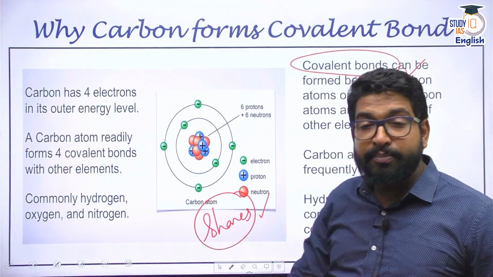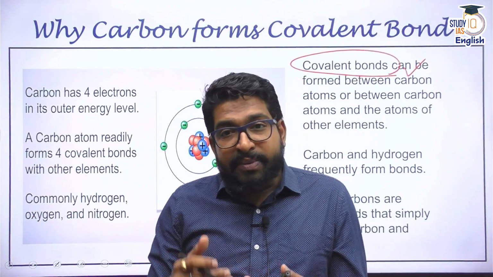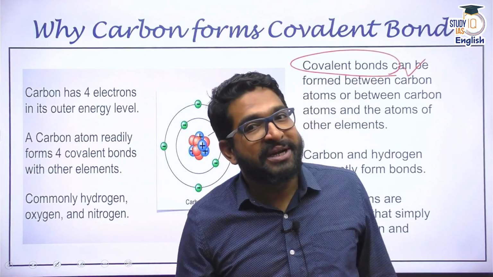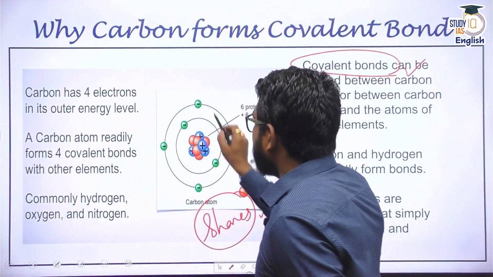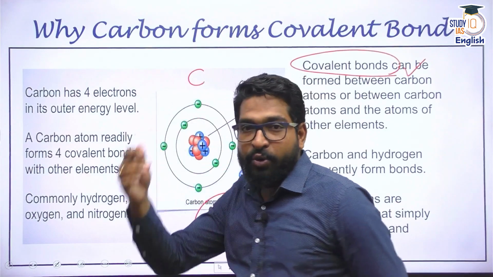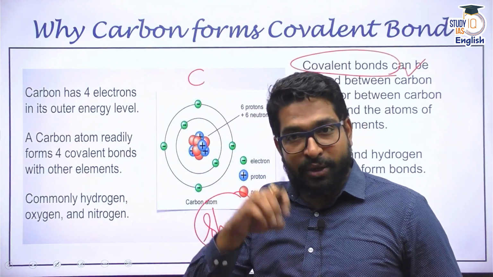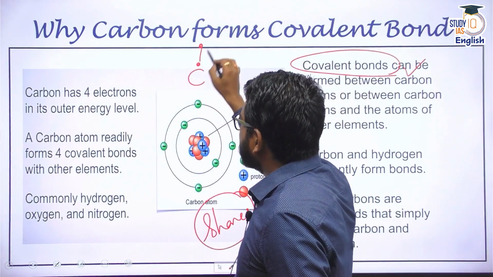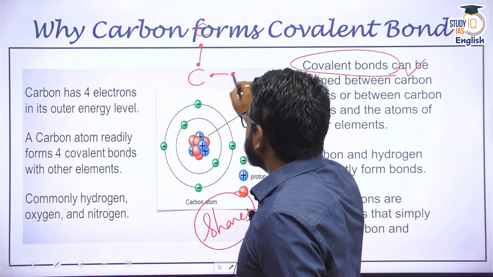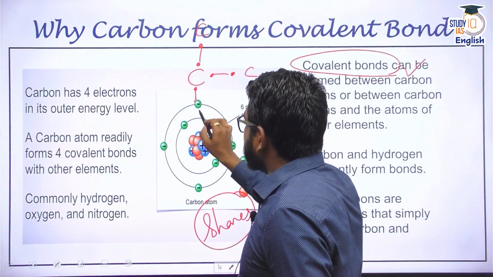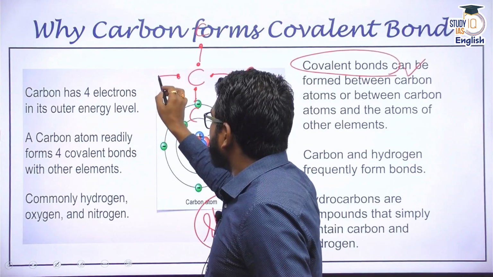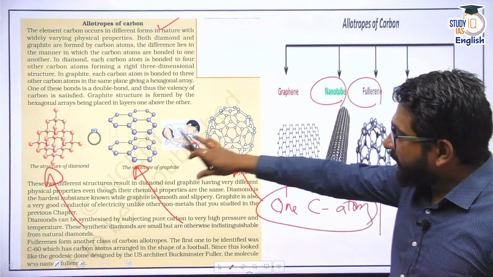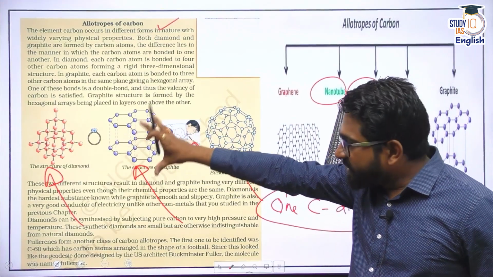And another very important idea is that carbon can share its electrons with itself. I told you that carbon is present in different allotropic forms. How do we represent this covalent bonding? We represent it in a dot structure. This carbon atom is going to share one electron with another carbon atom, another electron with another carbon atom, a third electron with another carbon atom, and the fourth electron with another carbon atom. And that's why we find carbon in different configurations, in different structures.